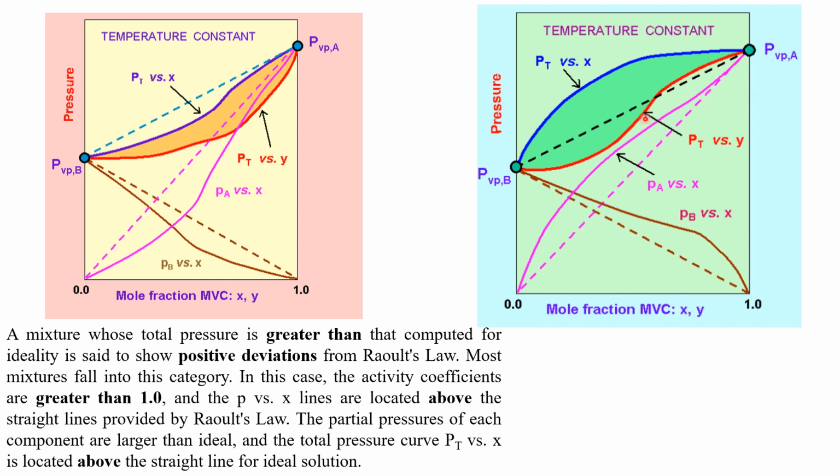That is, the pressure extracted from the graph is greater than that predicted by Raoult's law. So here the activity coefficient is greater than 1, and this is the pressure we extract from the solution, which is less than the pressure predicted by Raoult's law. Here the activity coefficient for both the liquid and gas phases is less than 1. So the P versus X curve lies below the straight line.